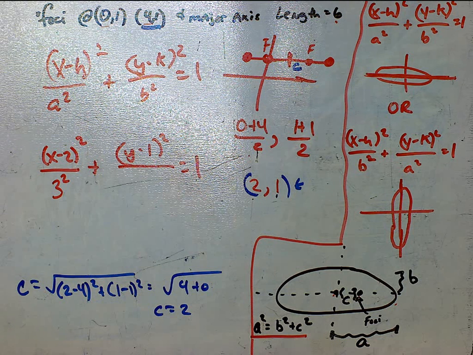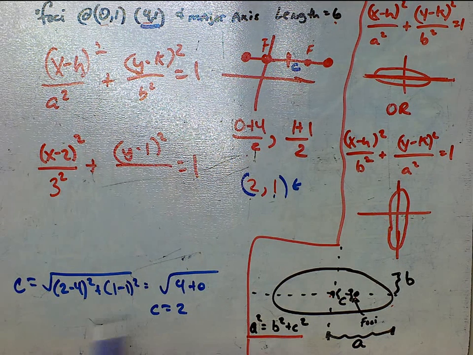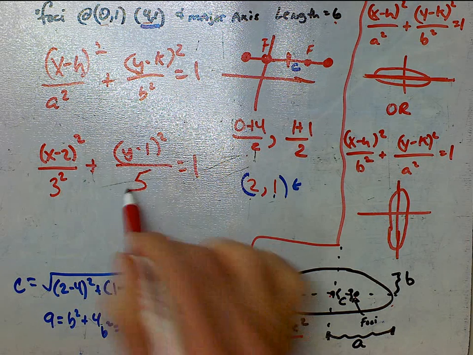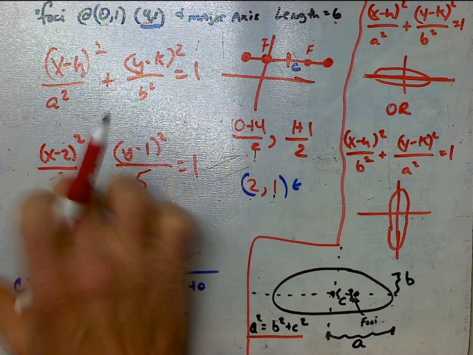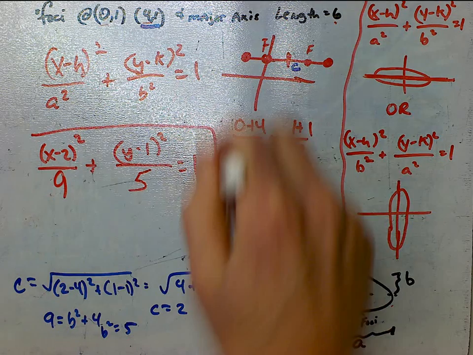Now I'm going to put it into this formula where a squared, which is 3 squared or 9, equals b squared, which I'm looking for, plus c squared. c is 2, so I square it to make 4. That makes b squared equal to 5. And if b squared is 5, I'll put 5 right here. Erase 3 squared, make that a 9. And there is the standard form of the equation for that ellipse.